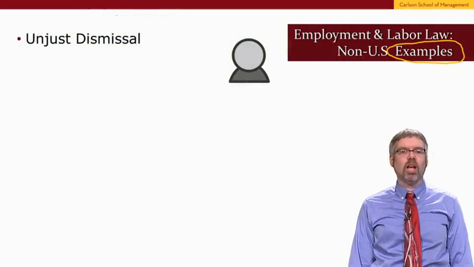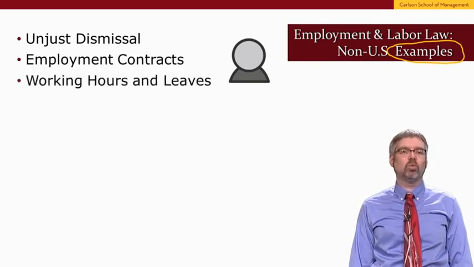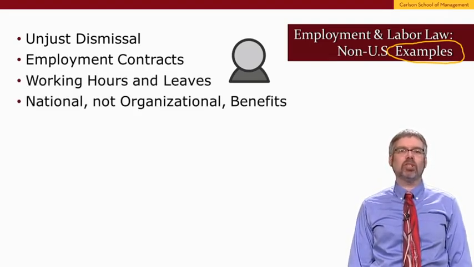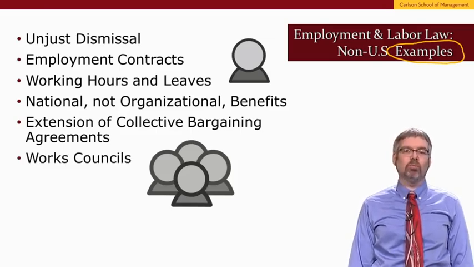In doing so, though, I want to focus on the things that are perhaps the most different from what we've already covered in terms of U.S. employment law and U.S. labor law, and really focus then on 6 things: unjust dismissal, employment contracts, working hours and leaves, national, not organizational benefits, the extension of collective bargaining agreements, and works councils. The first 4 are more out of the employment law domain or the individual labor law domain. The last 2 more out of collective labor law.